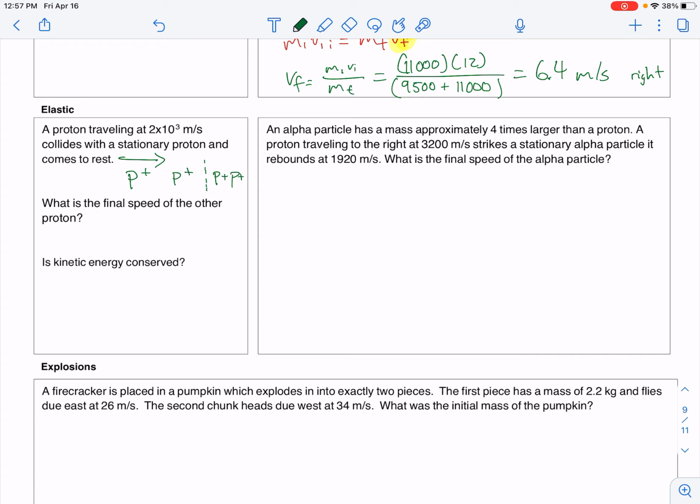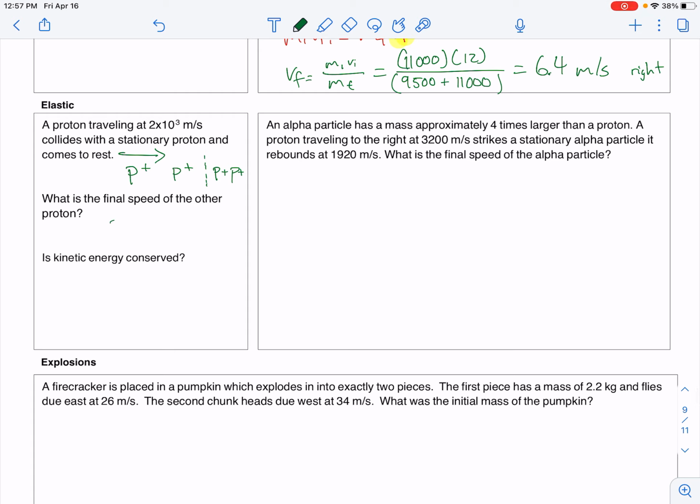In this case, because it's elastic, we know that kinetic energy is going to be conserved. So the final speed of the other proton is also going to be 2 times 10 to the third, because in an elastic collision, our initial kinetic energy is going to be the same as our final kinetic energy. All right, let's look at this mathematically.